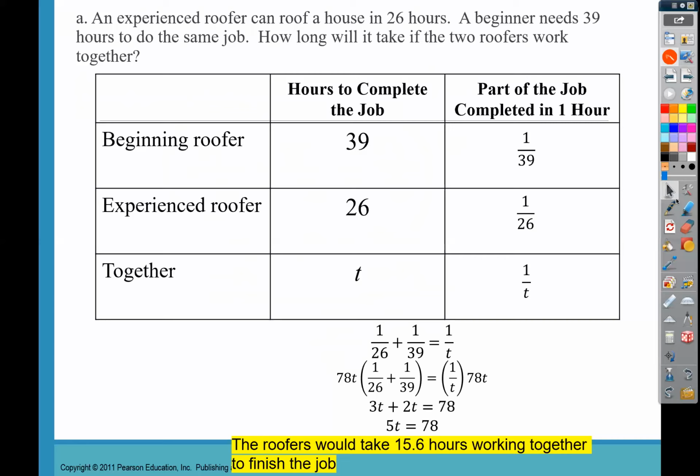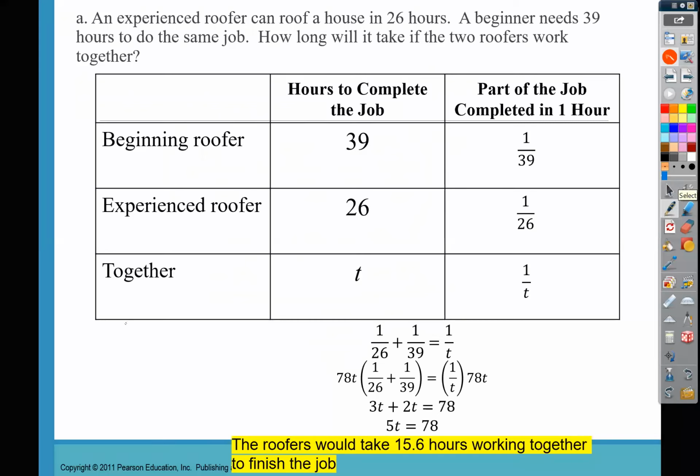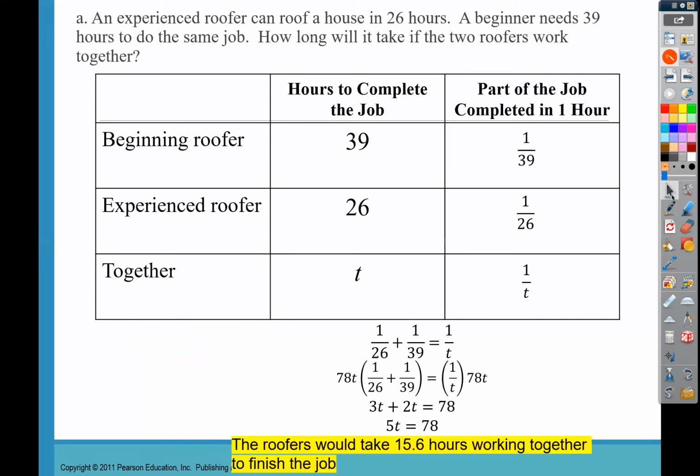So look at the original problem. An experienced roofer can roof a house in 26 hours. So his part is 26 hours. His helper, or an inexperienced beginner, is 39 hours. Find how long it takes them to do it together. So that's how I would set up the equation.